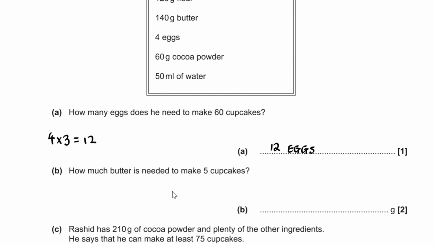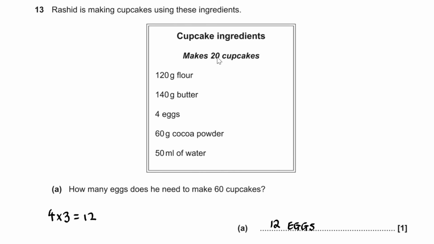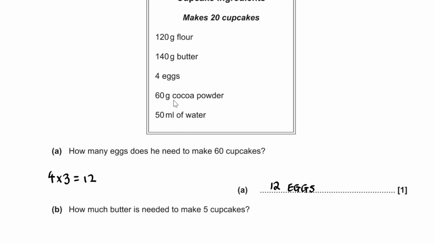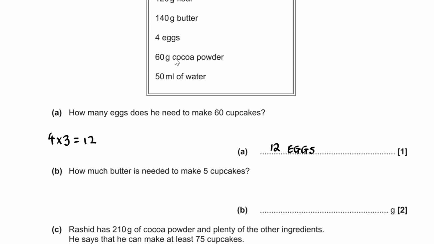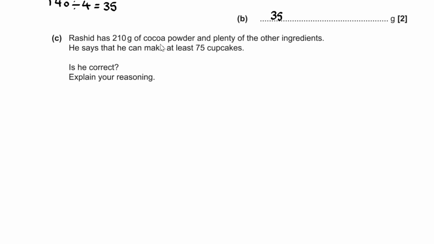And now for part B, how much butter is needed to make 5 cupcakes? Well, you can see for 5 cupcakes, that's 4 times smaller than 20. So therefore we need to do 140 divided by 4. So 140 divided by 4, you'd find this to equal 35. So we need 35 grams of butter. And then for part C, Rashid has 210 grams of cocoa powder and plenty of the other ingredients. He says that he can make at least 75 cupcakes. Is he correct? Explain your reasoning.